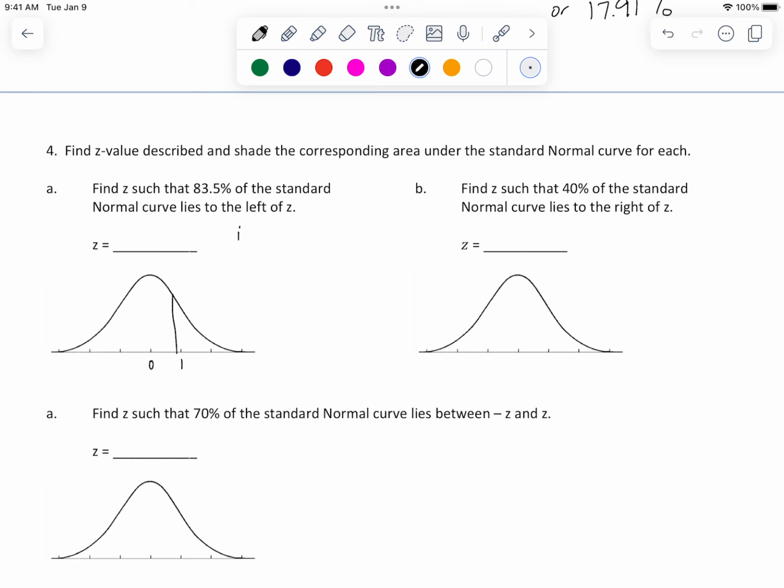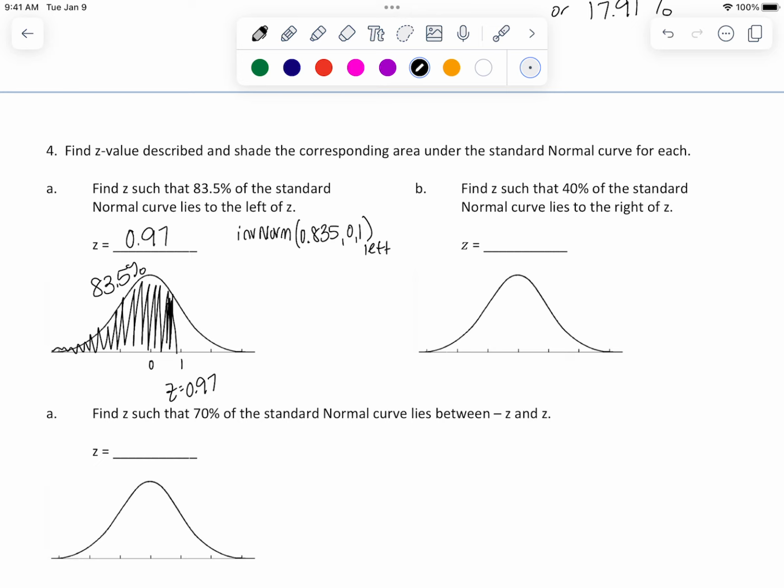And so we can do inverse norm 0.83501. If you have the calculator that has left, right, center, you also will put in left here. And this will get us 0.97. And so here Z is 0.97. This part is shaded, representing this is our 83.5% to the left of our Z.